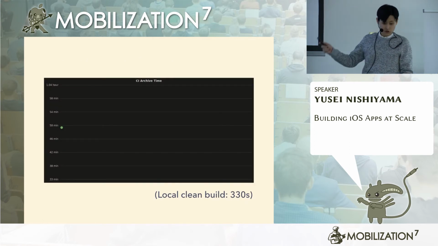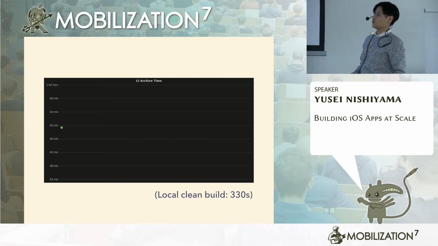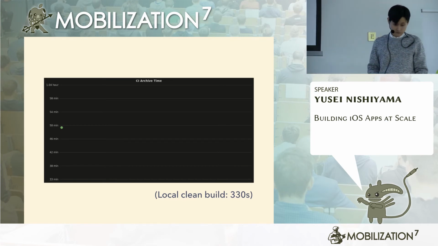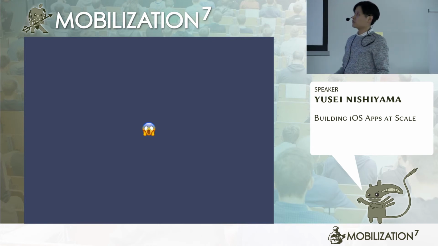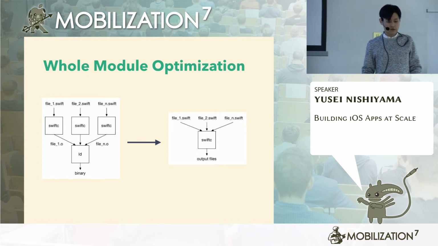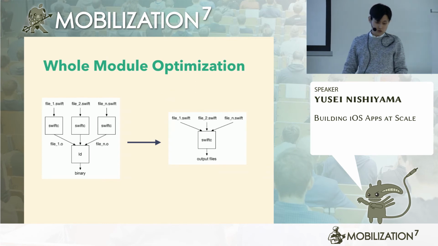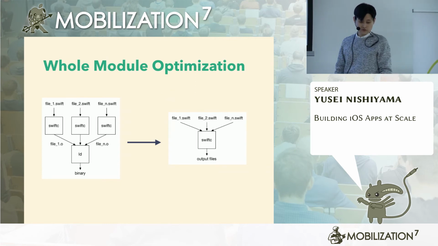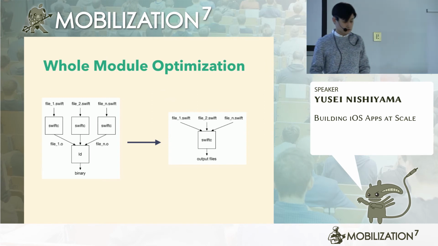So the green dot indicates it took 48 minutes to test and archive on CI. That's really bad, so we should do something about it. The easiest but most effective technique is to use whole module optimization. With whole module optimization, the Swift compiler compiles all files in a module at once.